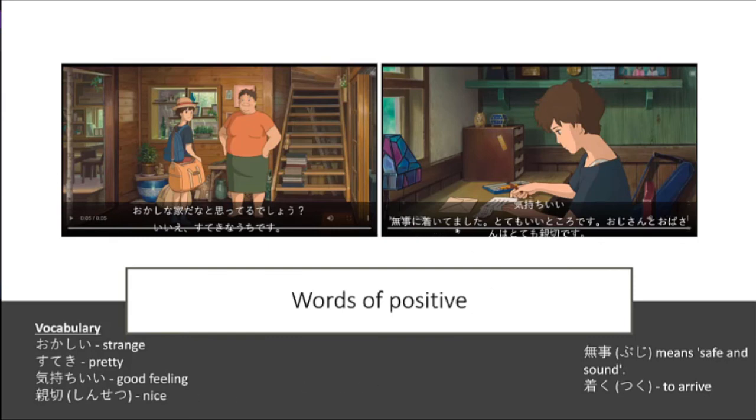Buji ni tsukimashita. Which means, buji ni is safe and sound, safely. And tsukimashita is like, I've arrived there. So, I've arrived there, safe and sound. Totemo ii tokoro desu. So, tokoro is place. So, totemo ii, it's very nice. Totemo shinsetsu, very kind. Again, the topic here is ojisan to obasan.